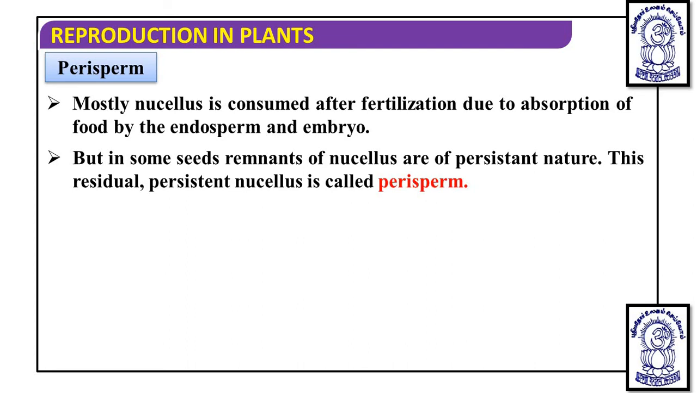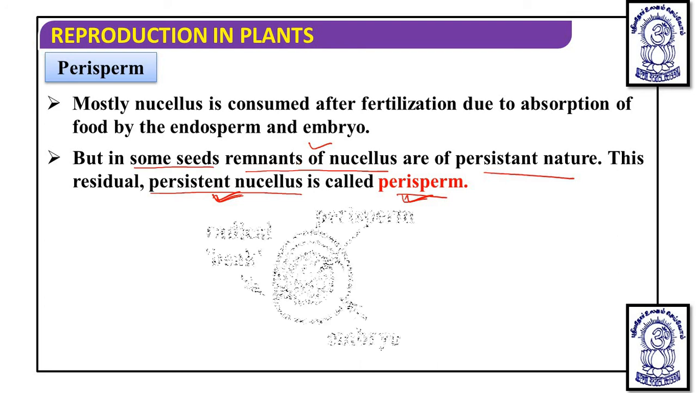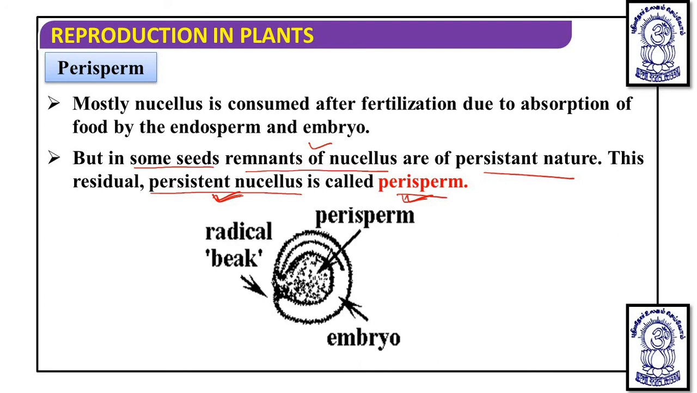So perisperm is found in some seeds, where remnants of nucellus are persistent in nature, and this residual persistent nucellus is known as perisperm. So you remember this takes two terms. What is perisperm? Perisperm is a persistent nucellus after fertilization in a seed. Then you can see this is a perisperm, the radicle, and the embryo is there. You can see the presence of perisperm.